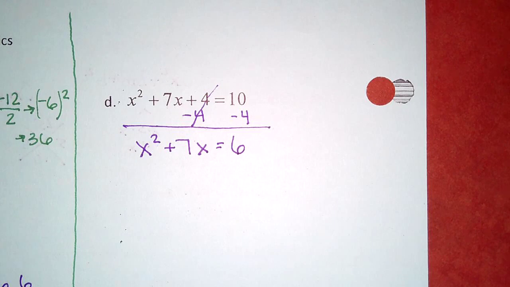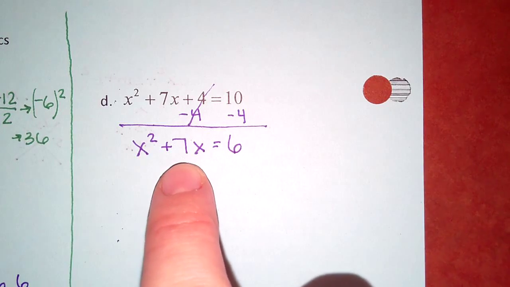I'm noticing right away that we're going to get decimals. How am I noticing that? Because 7 is not divisible by 2, so we're going to get decimals, and that is okay.